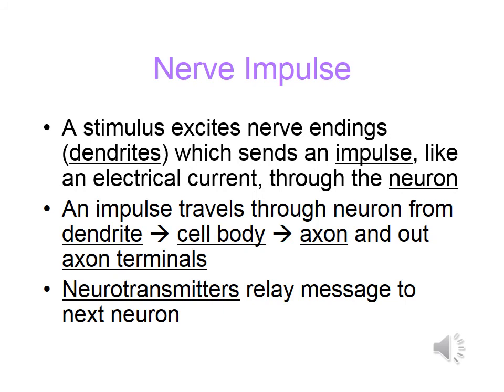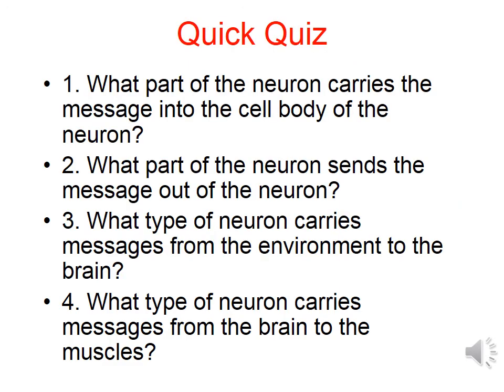A nerve impulse: a stimulus excites the nerve endings, the dendrites, which sends an impulse like an electrical current through the neuron. The impulse travels through a neuron from the dendrite to the cell body to the axon and out the axon terminal. And then there are neurotransmitters that relay the message to the next neuron. So that's the pathway in which the impulse travels.